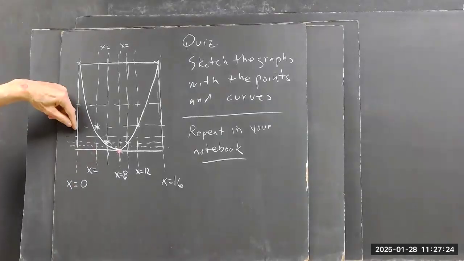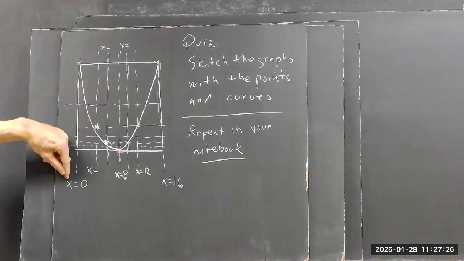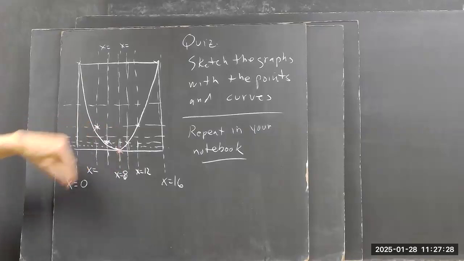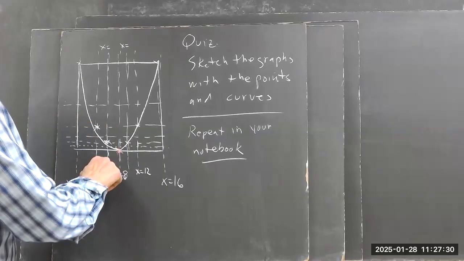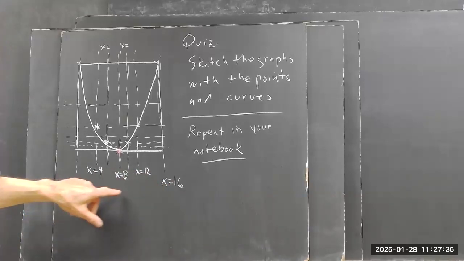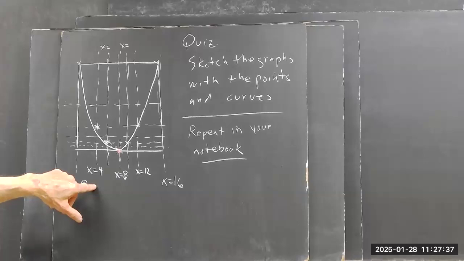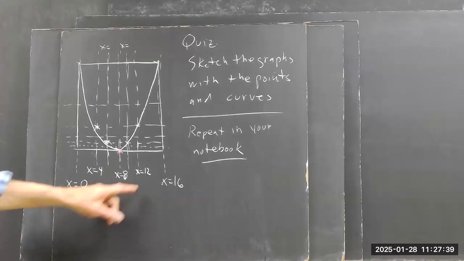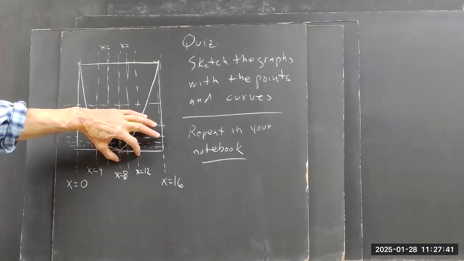This line is halfway between the left edge and the middle. Left edge is 0, middle is 8. Halfway between 0 and 8. Well, if you know halfway between 0 and 16 is 8, I know you know halfway between 0 and 8 is 4.